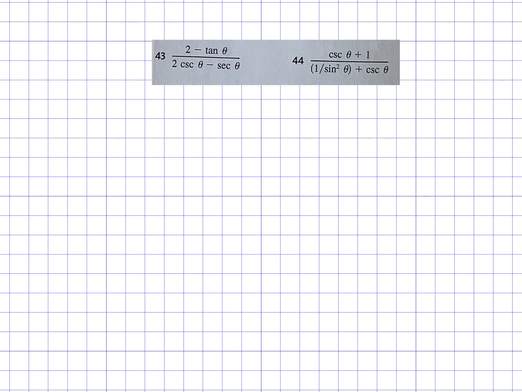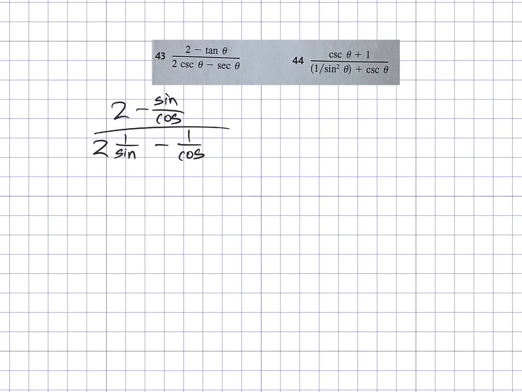All right, 43. 2 minus the tangent of theta, that doesn't do anything for me, over 2 cosecant of theta minus secant of theta. So what we're doing here is, since there's no squares, we're probably not going to use the Pythagorean identities yet. Let's use the tangent and cotangent identities and the sine and cosine reciprocal identities. So here's what I mean. 2 minus, the tangent of theta is the same thing as sine over cosine. And the cosecant is 1 over the sine. And the secant is 1 over the cosine.